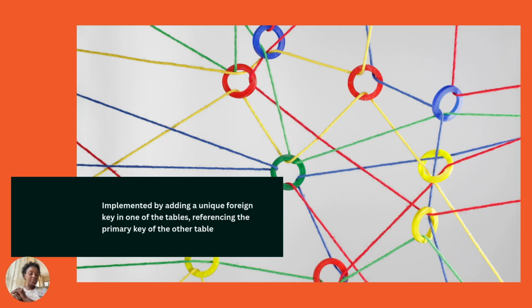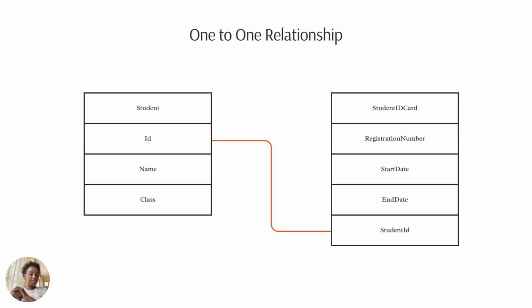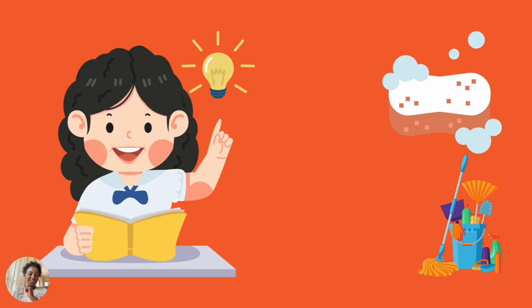This is implemented by adding a unique foreign key in one of the tables which references the primary key on the other table. Let's look at an example on an entity relationship diagram. We have a student table with ID, name, and class columns, and we have a student ID card table with registration number, start date, end date, and the student ID. These are two different tables. So the relationship, as you can see, is one straight line pointing at both tables because the relationship is one to one. Let's look at a different one.